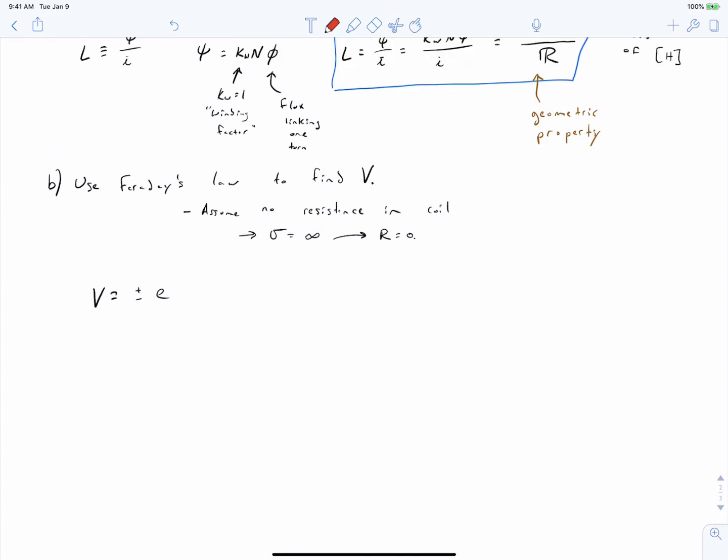Please take a moment to think about this. Is your terminal voltage going to be equal to the positive of your EMF, or is your terminal voltage going to be equal to the negative of your EMF? Press pause now and press play when you are ready to resume.